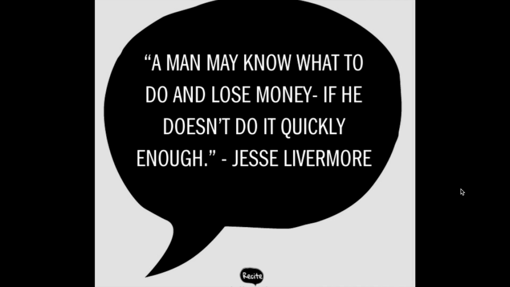So before we jump in, here's the quote of the day. A man may know what to do and lose money if he doesn't do it quickly enough. That's from Jesse Livermore. So here's how markets react.